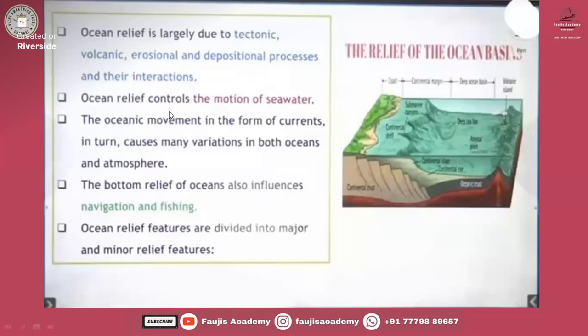We saw that in earlier classes. In this, ocean relief controls the motion of seawater. The oceanic movement in the form of ocean currents in turn causes many variations in both the oceans and the atmosphere. Then for navigation and fishing, all those reefs are important. We'll see at which places fishing is possible in large masses.